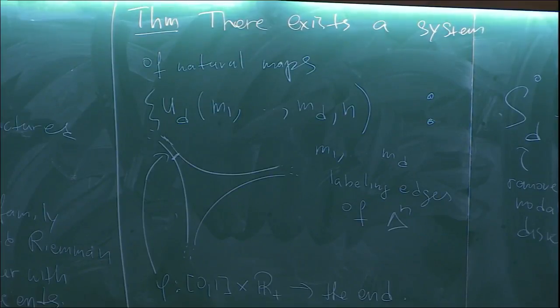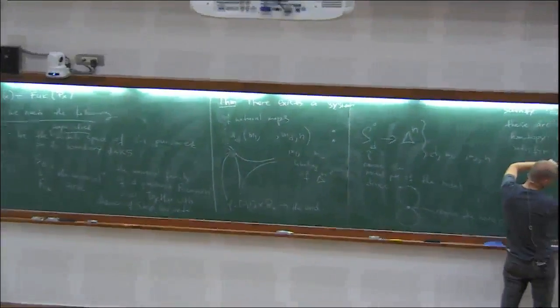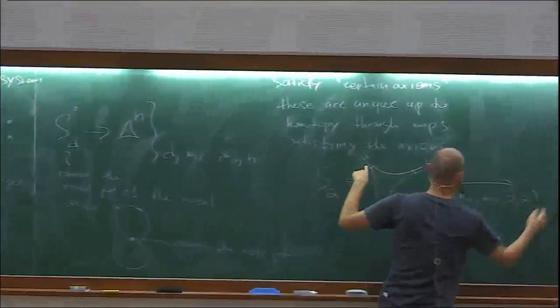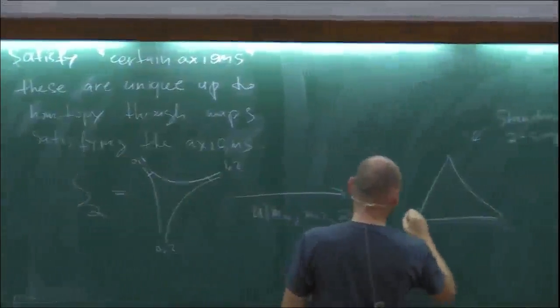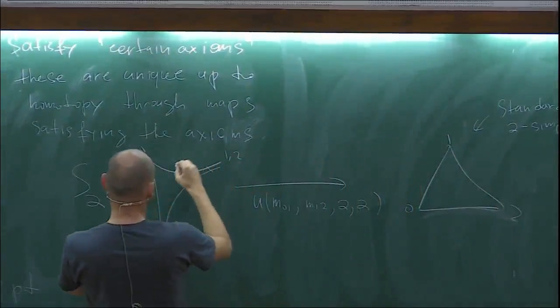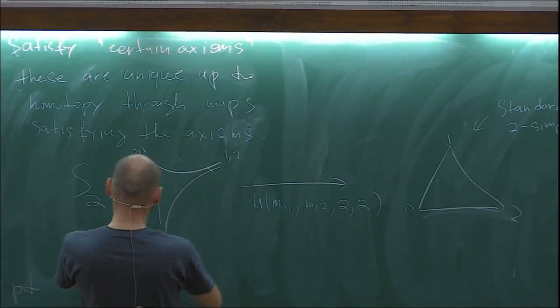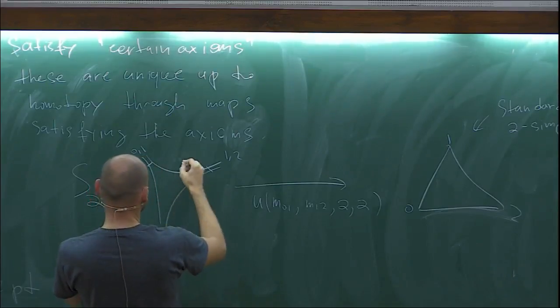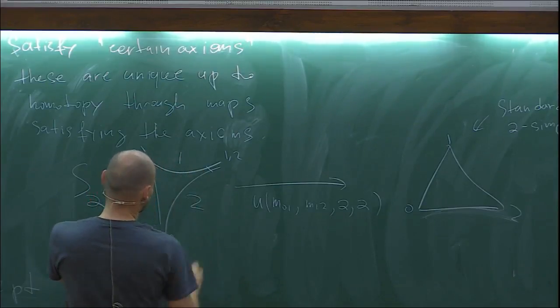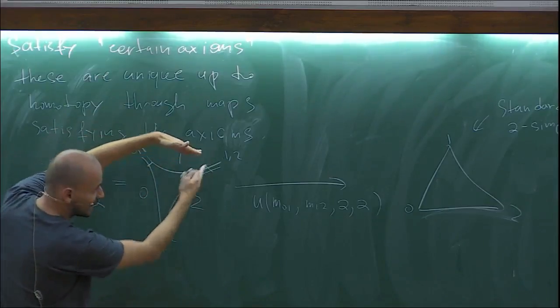Okay, so what can I do? Well, basically, I guess it's kind of clear. So I'm going to collapse the edges of my surface to the vertices. So this will get collapsed to 0, 1, 1, 2. So right, this gets collapsed to 0. This gets collapsed to 1. This gets collapsed to 2. So you collapse the edges.